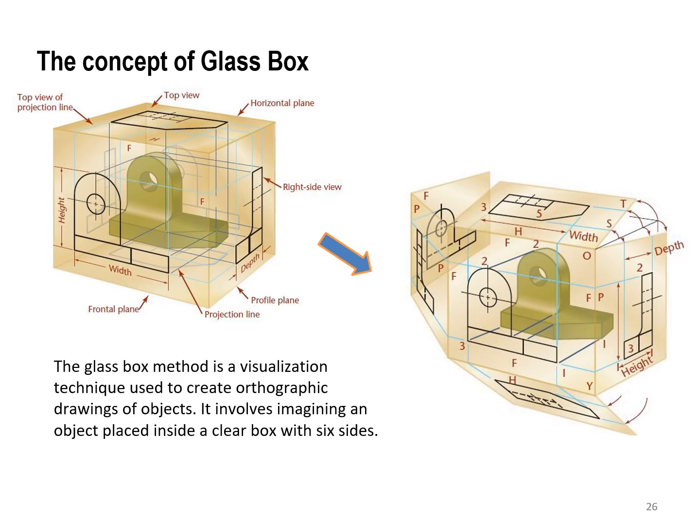In the concept of the glass box, you simply put the object inside the box. You take a look and, for example, sketch the view that you can see on this side. Then when you open it, you have the six views shown up to you. It's a visualizing technique used to create the orthographic drawings of the object. It involves imagining an object placed inside a glass box with six sides. When we open these sides, we get the six projections.